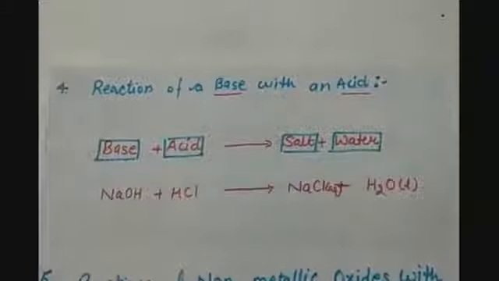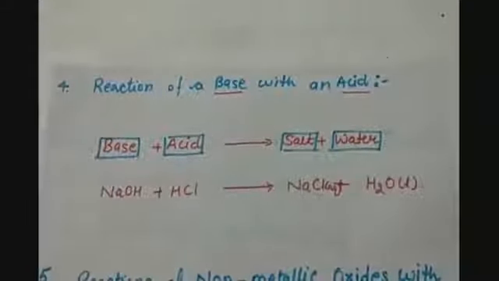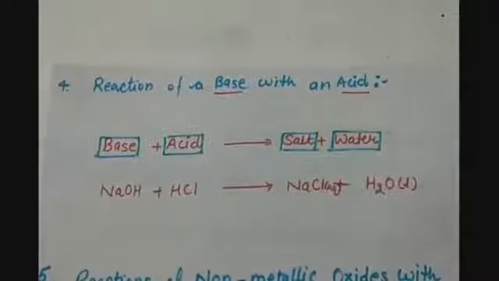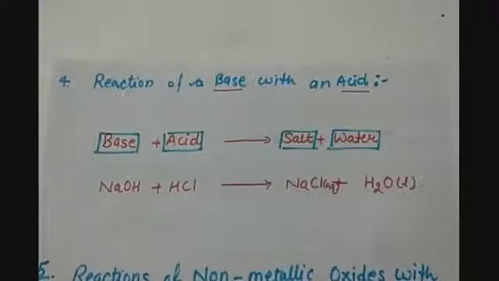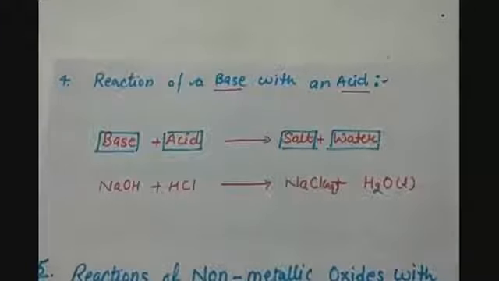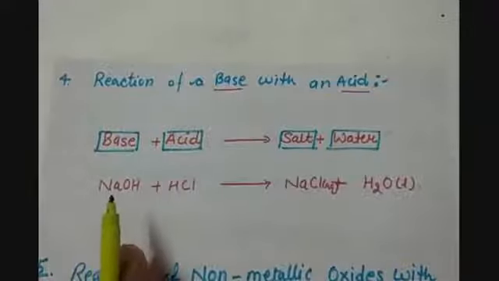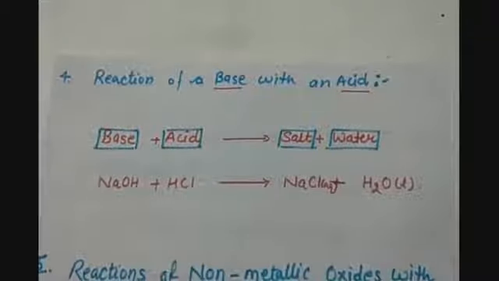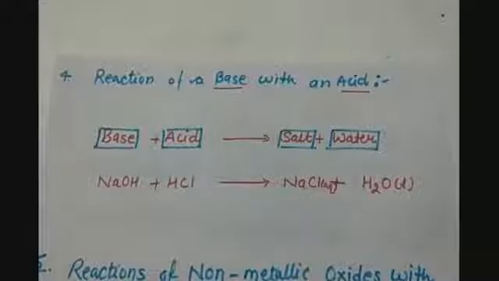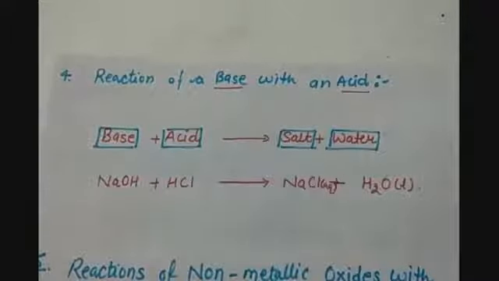The fourth chemical property of an acid is the reaction of a base with an acid, that is, how acid and base react with each other. As they are opposites of each other, when a base and an acid react together, they form salt and water. That means a neutralization reaction takes place. For example, sodium hydroxide, which is a strong base, and hydrochloric acid, which is a strong acid, when they react together, form sodium chloride and water. Sodium chloride is the chloride salt of sodium.